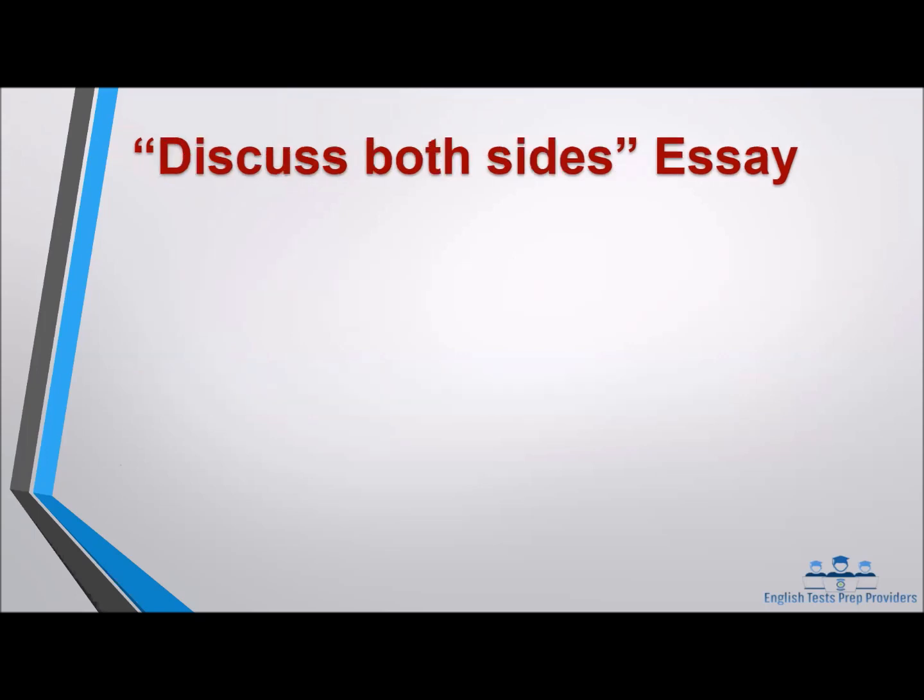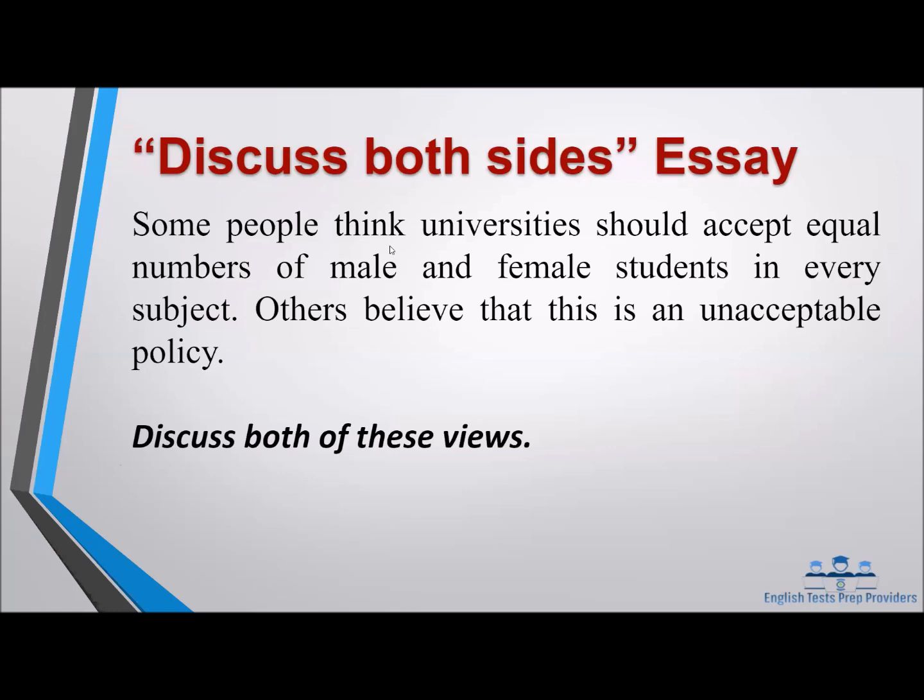Next essay prompt is discuss both sides. Okay, here's an example of this essay prompt. Some people think universities should accept equal numbers of male and female students in every subject. Others believe that this is an unacceptable policy. Discuss both of these views. So this is basically a discussion essay. And remember, your goal here is to discuss both of these views.